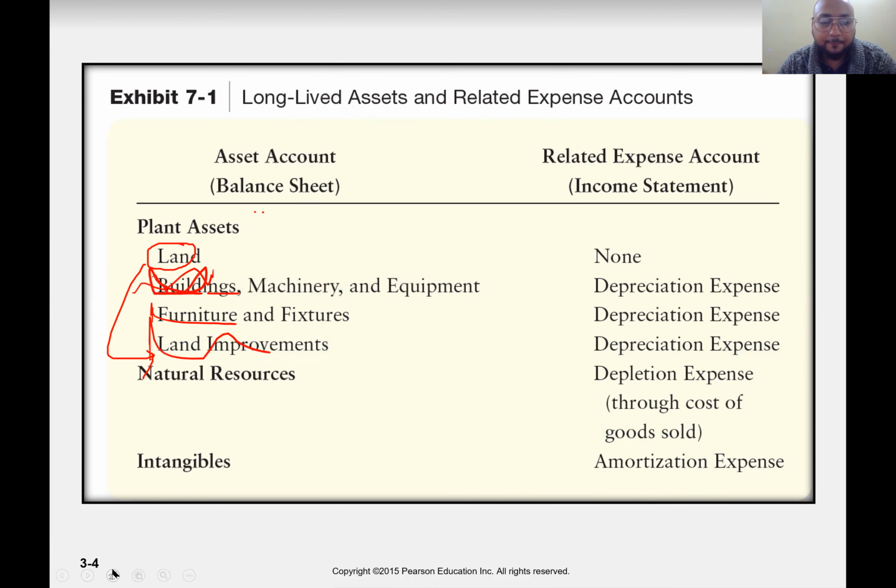Plant assets are categorized as land, building, machinery, equipment, furniture and fixtures, and land improvement. What do we mean by fixtures? Like projectors, LCDs installed in the office or in the cafeteria or whatsoever, right? Similarly, ACs, air conditioners, air purifiers. These kinds of things are called fixtures, right?